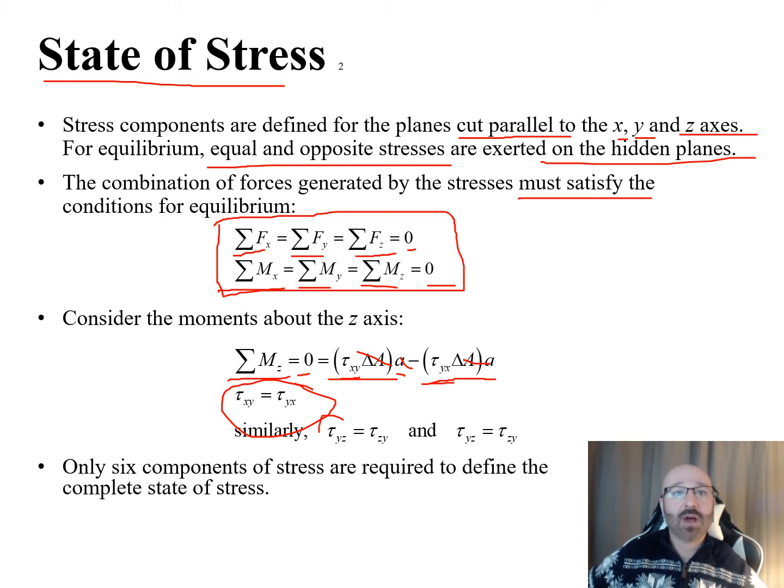Similarly, we can do the same thing for the moments about y and the moments about x, and we end up with the following relationships: tau yz is equal to tau zy, and tau xz is equal to tau zx when we do that on both of those sides. So only 6 components of stress are required to define the complete state of stress.